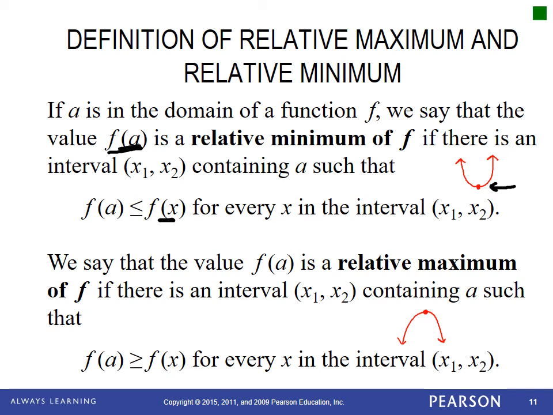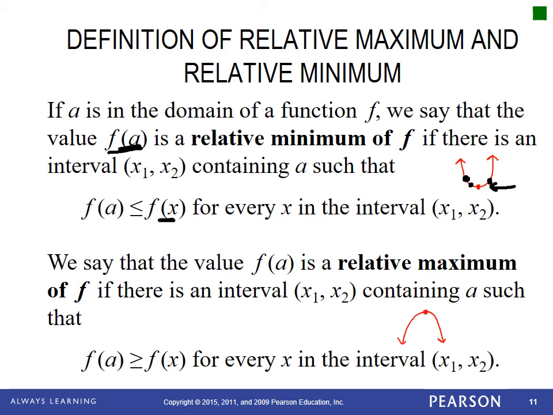So if I pick maybe one over here, there's an f of x here, that red dot is still lower. Pick one over here on this side, still lower, still lower. So that f of a is the lowest point there. Cool.